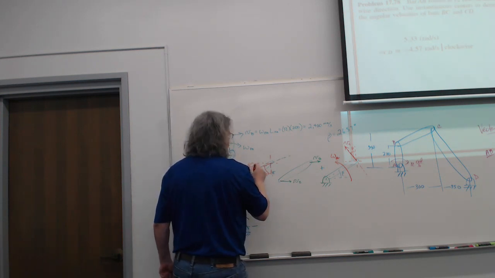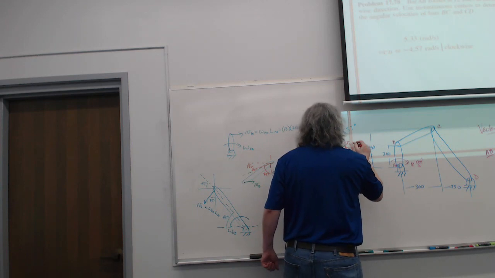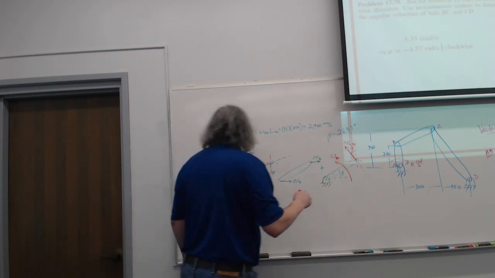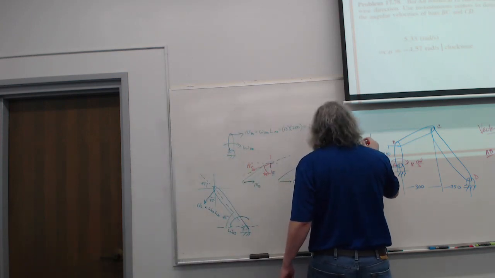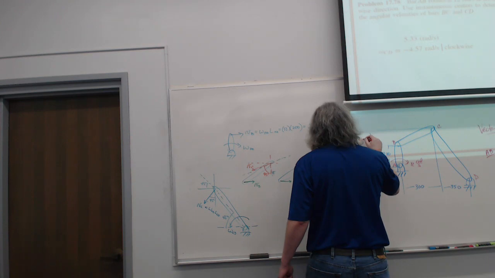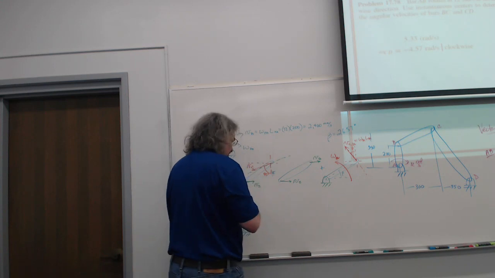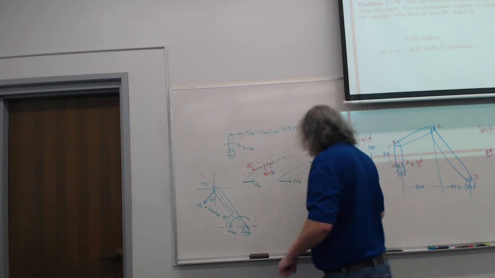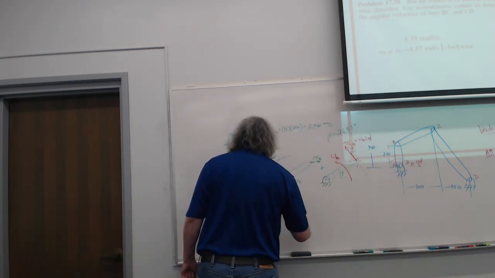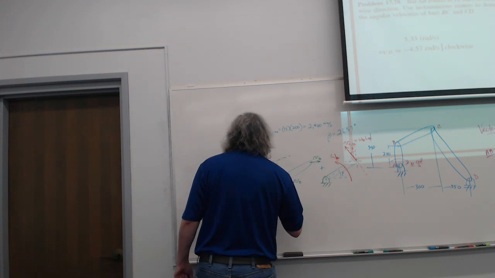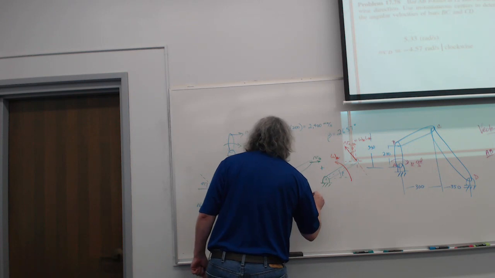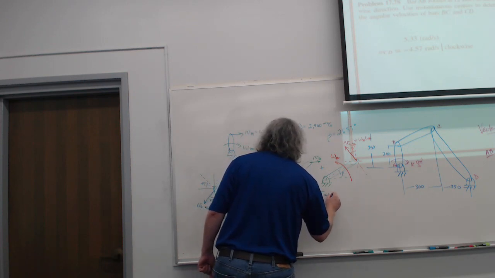So this is the velocity of C. Oh, by the way, this is the velocity of C with respect to B. Sorry. That's the velocity of C with respect to B, which we know to be omega BC times LBC. So write it out as an equation here. The velocity of C is equal to the velocity of B plus the velocity of C with respect to B.